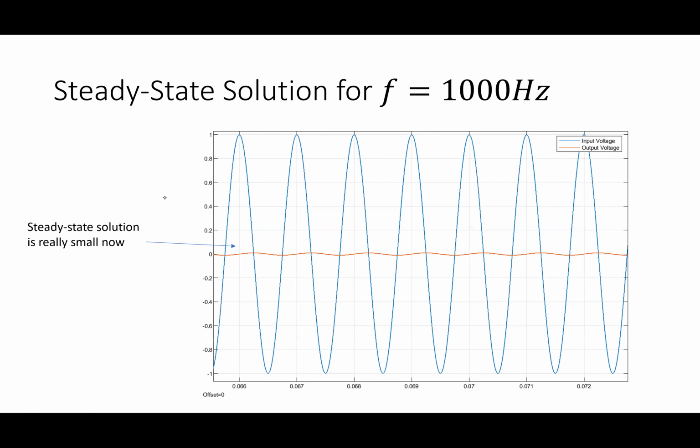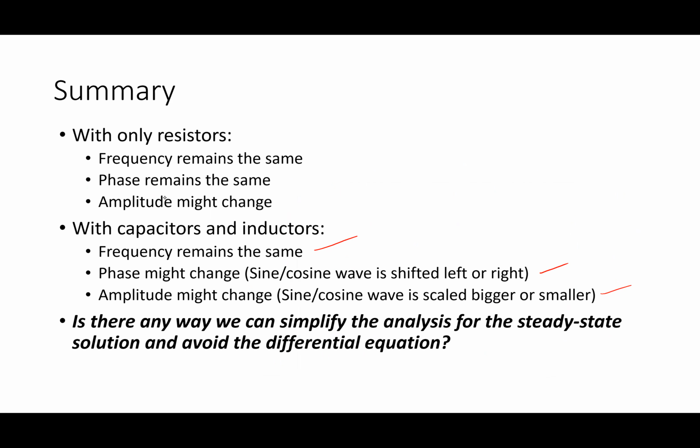So what we summarize with this is if we have a circuit with only resistors, the frequency stays the same, the phase stays the same, and the amplitude can change. With capacitors and inductors in our circuit, the frequencies of all the voltages and currents are always the same, but there might be phase shifts. In other words, the waveform might be shifted left or right, and the amplitude might change a little bit, meaning the sine or cosine could be scaled bigger or smaller. But what this means is that when we do our analysis, we only need to understand what's happening to the amplitude.